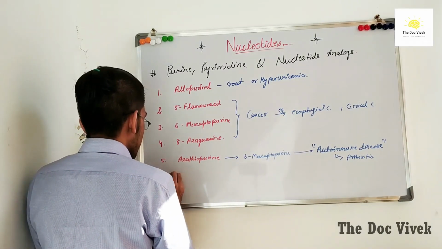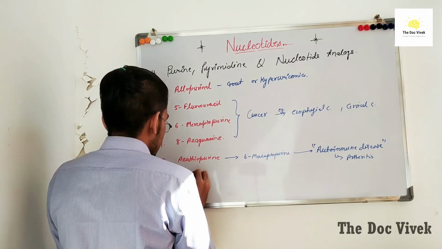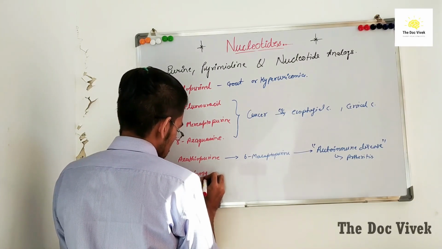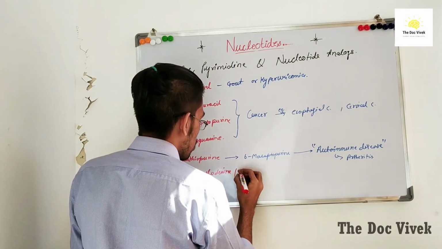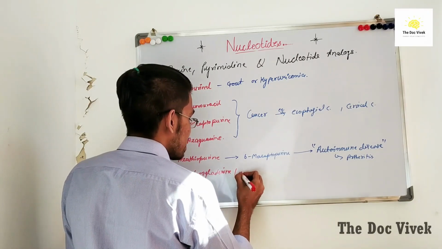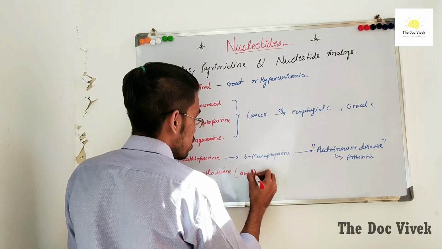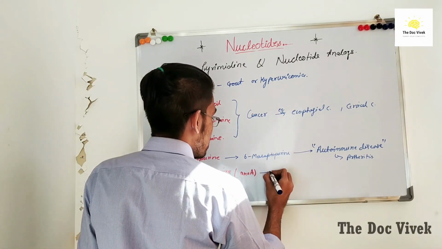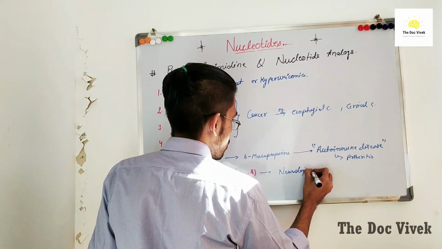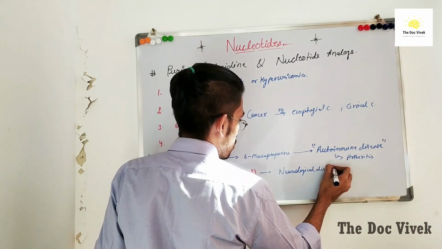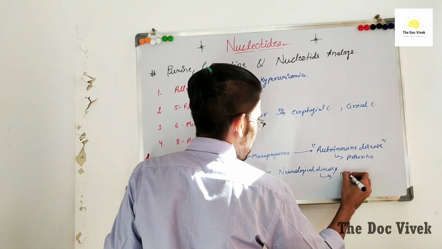The sixth one is arabinosyl adenine, which is also denoted as small ara-A. This is used in the treatment of neurological diseases, for example, viral encephalitis.